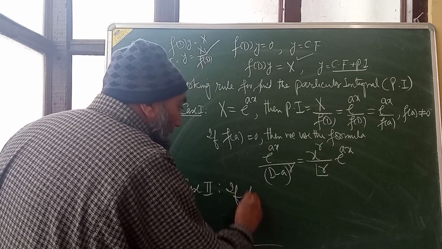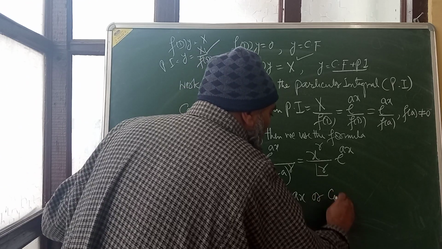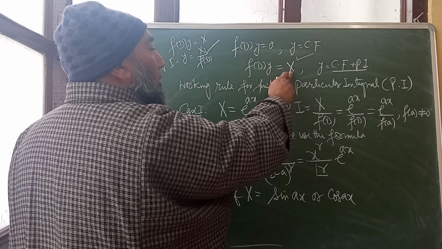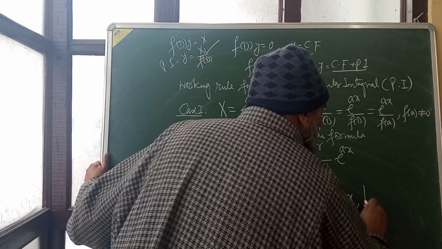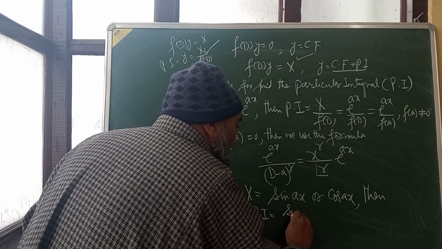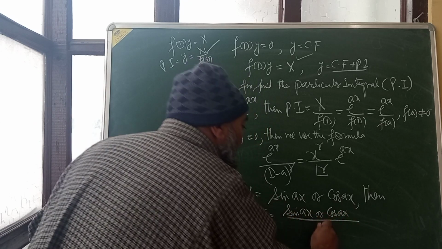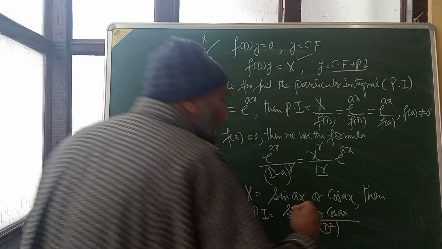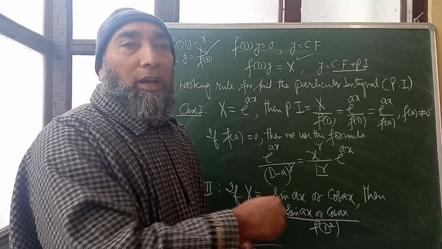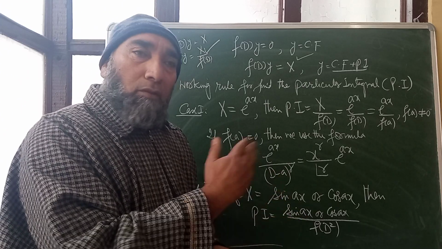If X is equal to sine ax or cos ax, say instead of e to the power ax you have sine or cos, then PI is equal to sine ax or cos ax upon f(D squared). Not f(D), it is f(D squared). If it is f(D), then we have to bring a D squared there. Instead of D, I have to bring D squared. How it is done, I will be showing that.